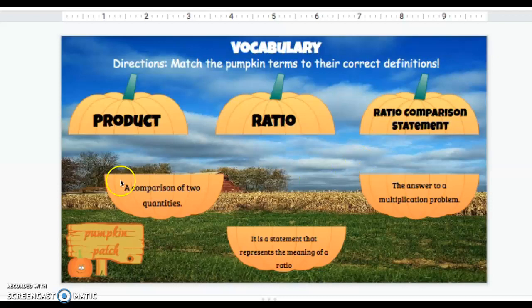Okay, so let's think. A comparison of two quantities. So that's when you're taking two things and comparing them to each other. So for instance, if I were to have 3 dogs and 2 cats, I would say my ratio of dogs to cats is 3 to 2. Okay, so a ratio is when we compare two quantities.